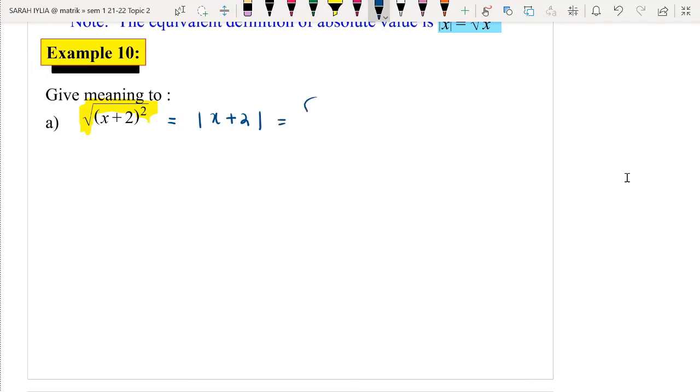Ikut syarat tadi. Absolute value, kita akan ada positive and negative. So, we will have positive of x plus 2. When? Bila kita nak dapat syarat ni positif? When our equation is at least 0. Kalau equation kita at least kosong, maksudnya kita akan dapat positive equation. And then second definition, we will have negative of x plus 2. When do we have this? When our equation is less than 0.